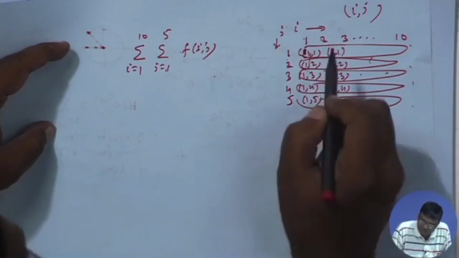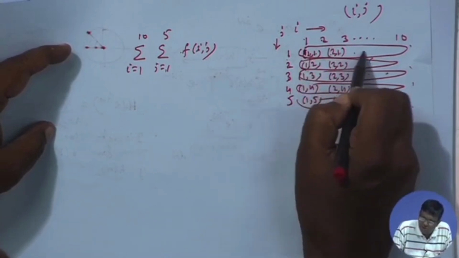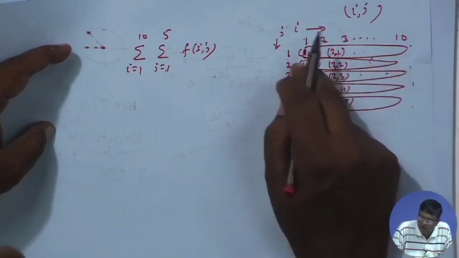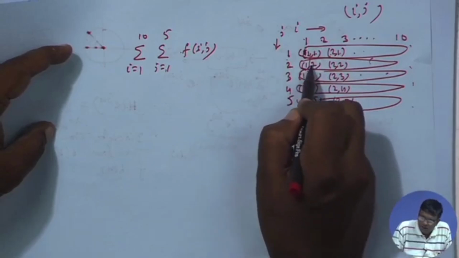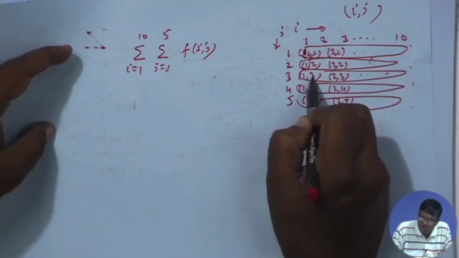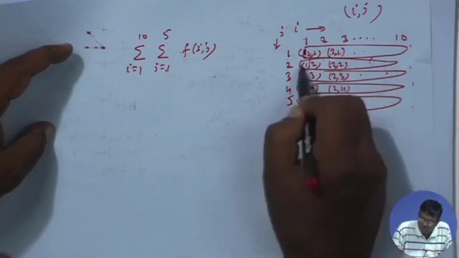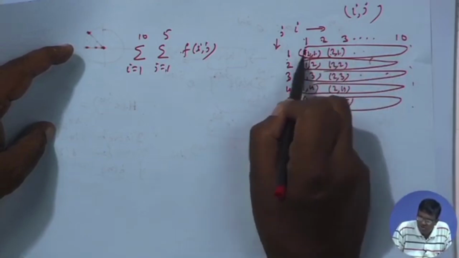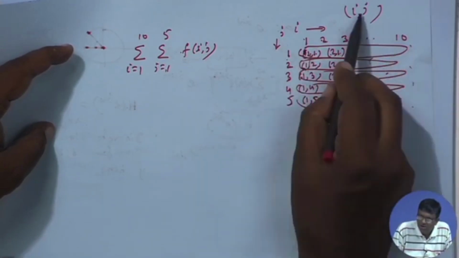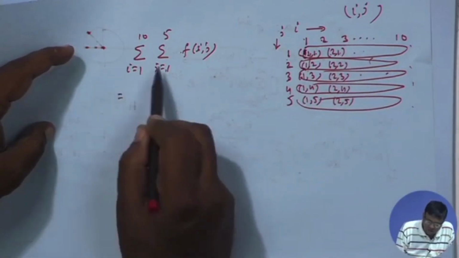That means I fix j equal to 1, and i varies: (1,1), (2,1), (3,1), (4,1) up to (10,1). So i is varying, j is fixed, and I sum. Then I move j to 2, and again i varies 1, 2, 3 up to 10. Then I move j to 3, and again i varies 1 to 10. So I add this row, this row, this row. Every row means j, the second coordinate, is fixed, and the first value i is moving. That is what is meant by interchanging the summation.